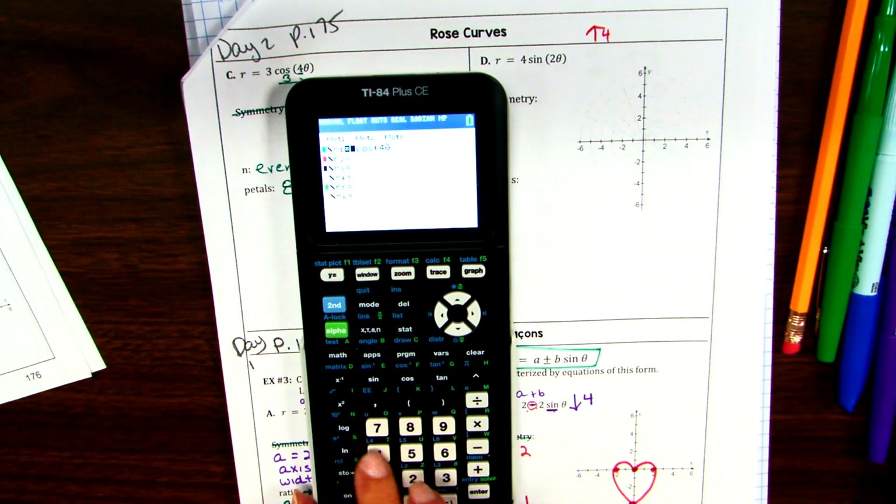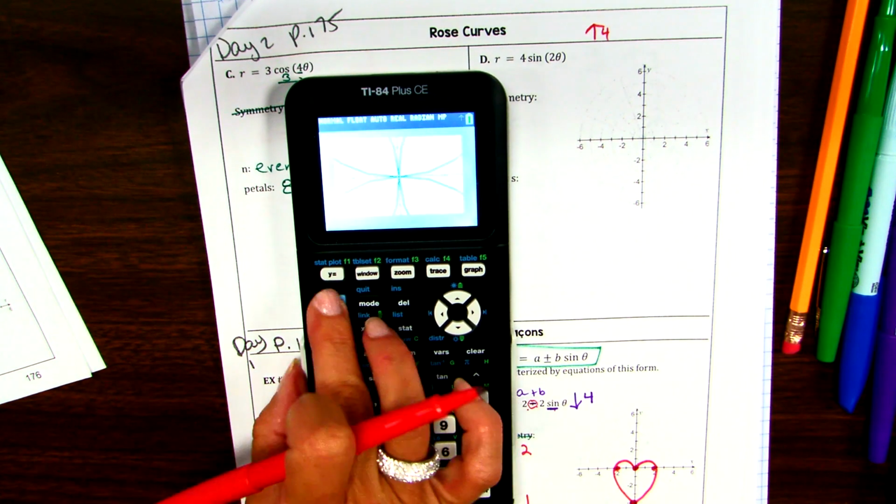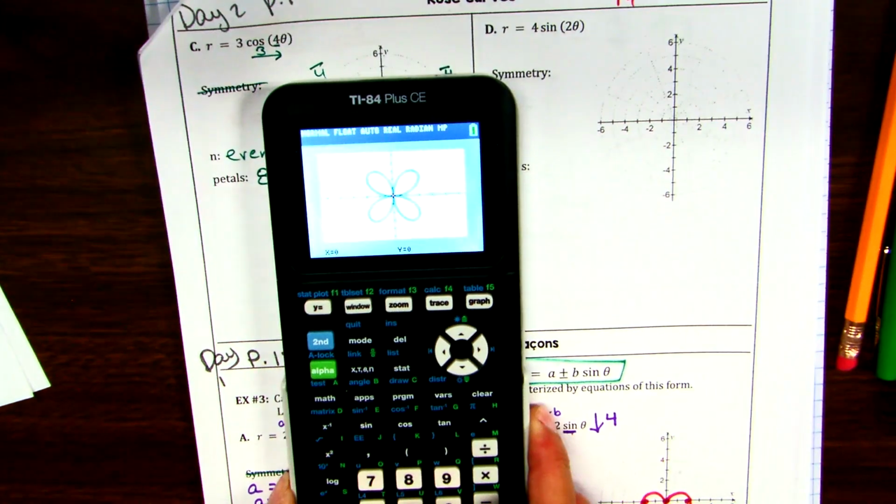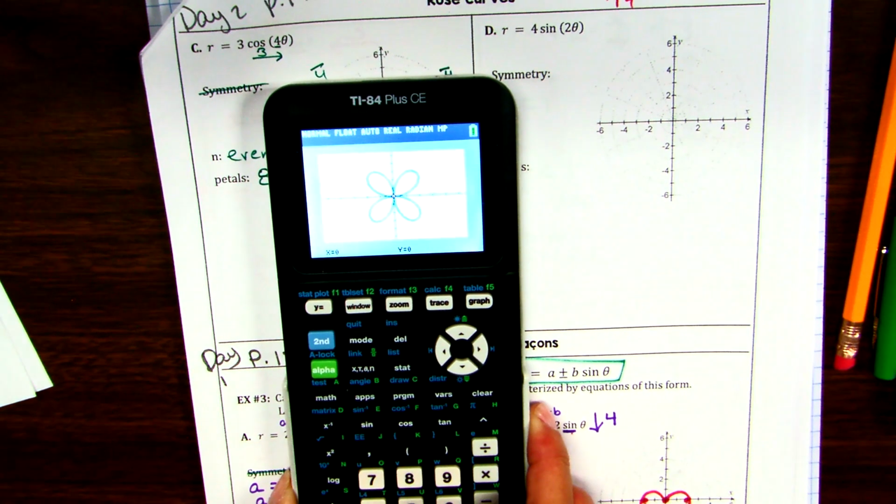So type it in, 4 sine 2 theta. Let me zoom out. I don't hit any of the axes. So that's why I keep saying I assume, I assume, I assume. You can't really assume on these, okay? Because there are exceptions to the rule. The other ones we learned yesterday are all very straightforward. There's no like, well, but sometimes this will happen. It's always the same. They're very easy to graph. That's what makes these very tricky.